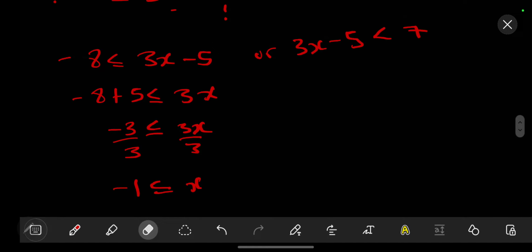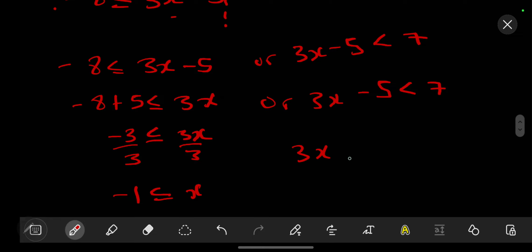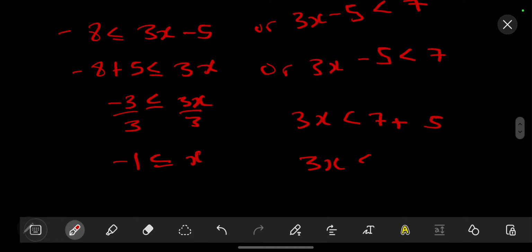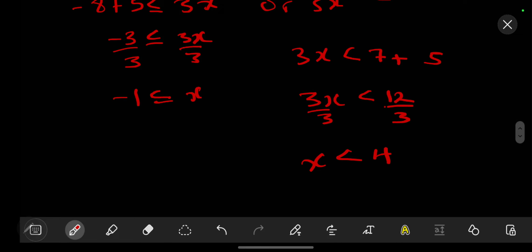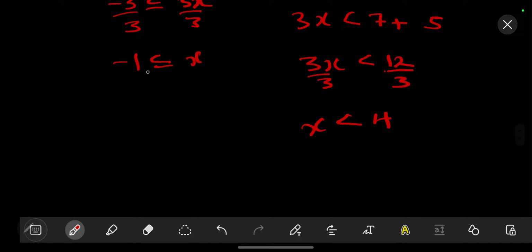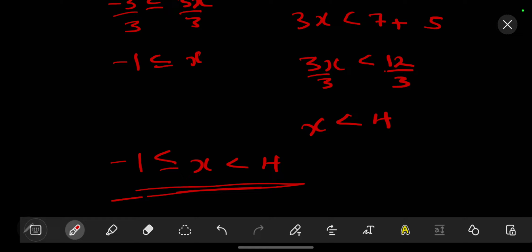Then the other part is that we have 3x minus 5 less than 7. So we take the 5 to the other side, we have 3x less than 7, then we add a 5. So we have 3x less than 7 plus 5, which gives us 12. Then we divide by 3, and x is less than 4. So either way, we can combine these: -1 less than or equal to x, less than 4. So this is how it's done in another way.